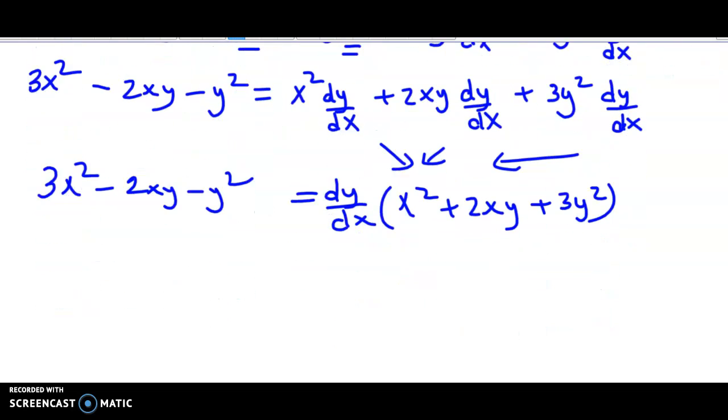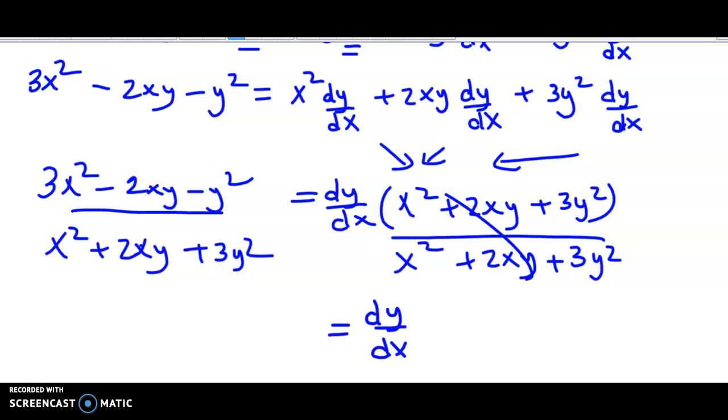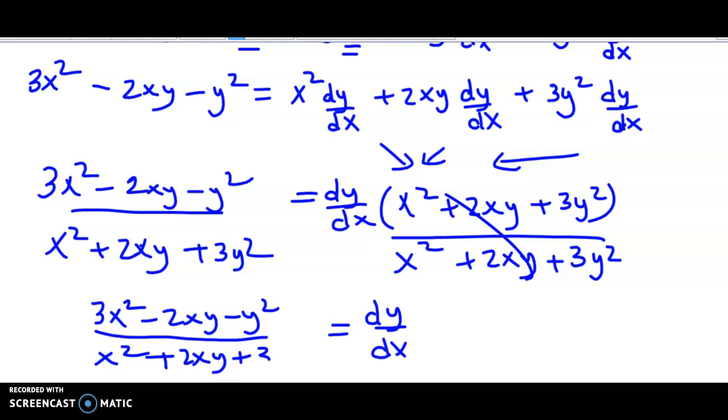And then to get dy/dx by itself, we're going to divide by that trinomial. And then we divide the other side as well. So our answer is going to be dy/dx equals 3x squared minus 2xy minus y squared all over x squared plus 2xy plus 3y squared. Again, this derivative is dependent on the x and the y coordinate because we have both variables.